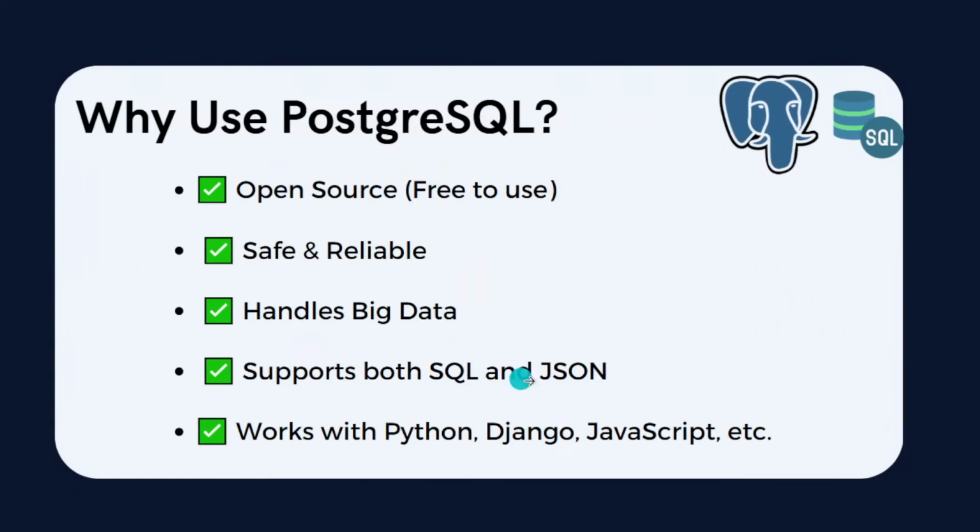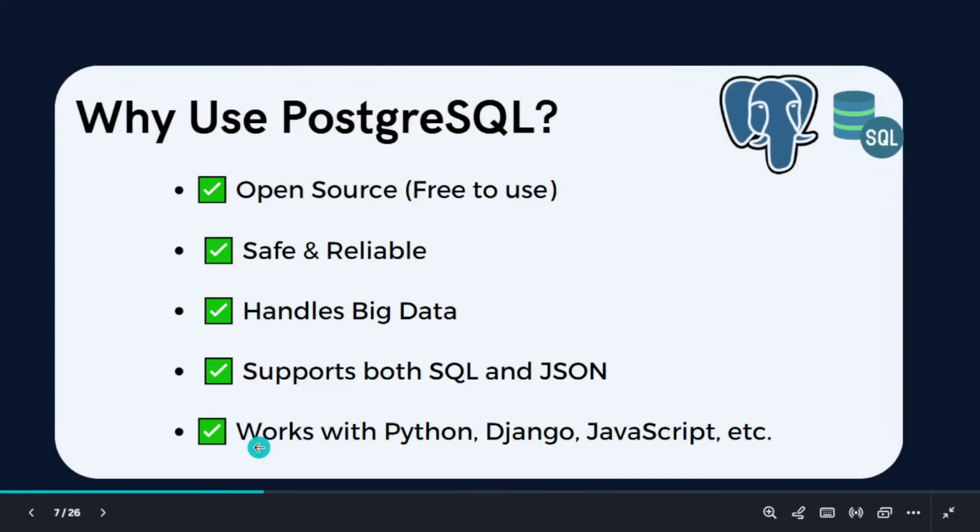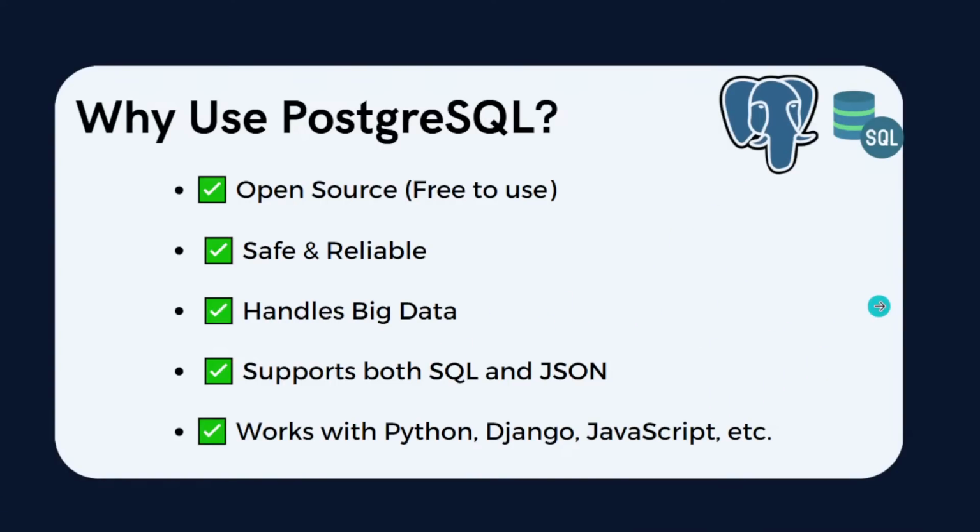JavaScript Object Notation, JSON, is also a data format that saves data in some format. It works with Python, Django or Flask, JavaScript, and PostgreSQL. More technologies also support PostgreSQL.